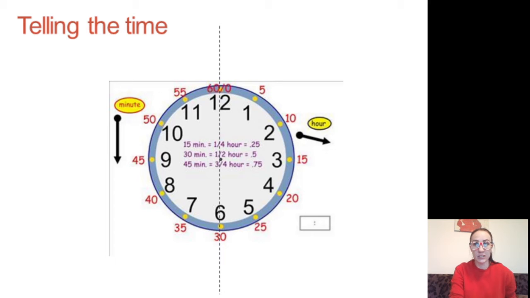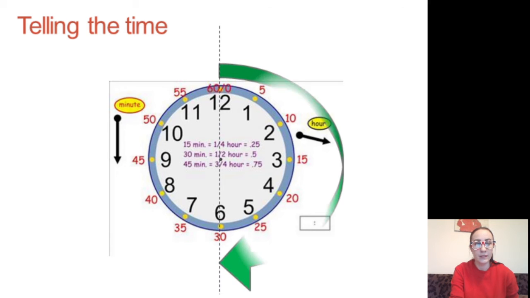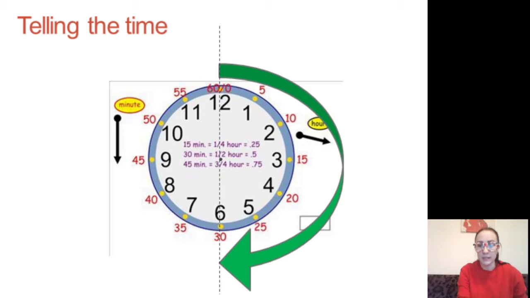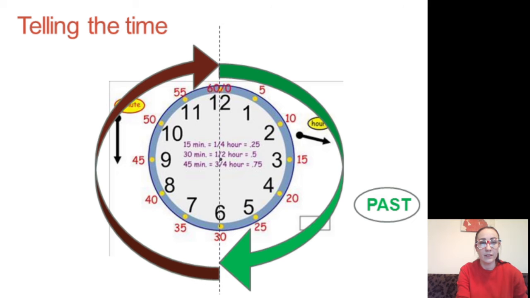So how do we actually tell the time using the analog clock? So here's our clock face and we divide it into 2 halves, represented here by the dotted line. The first half, which is shown here with the green arrow, usually combines with the particle past. The second half, from 30 minutes towards the next hour, is used with the particle to.